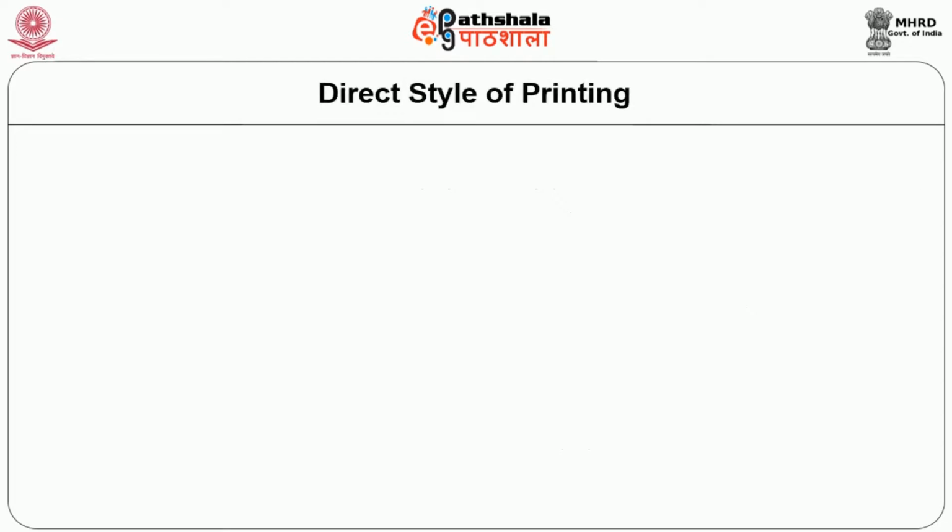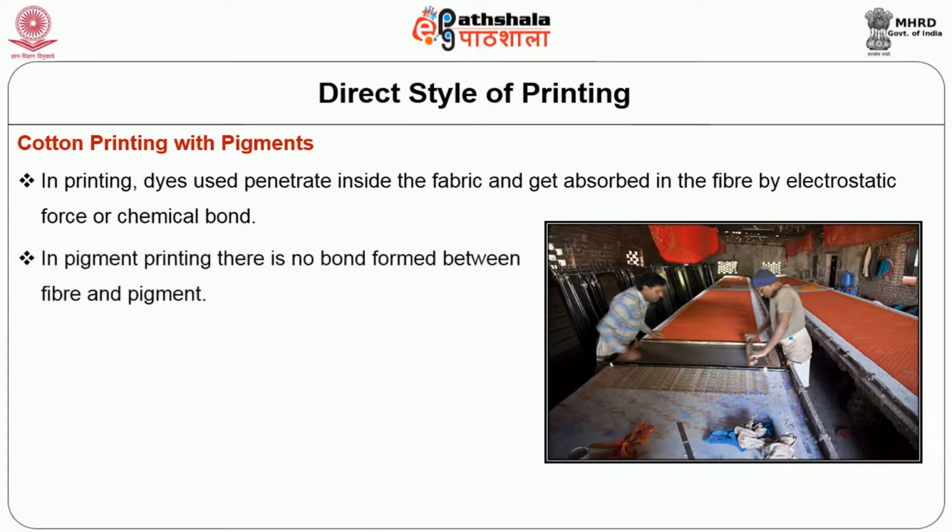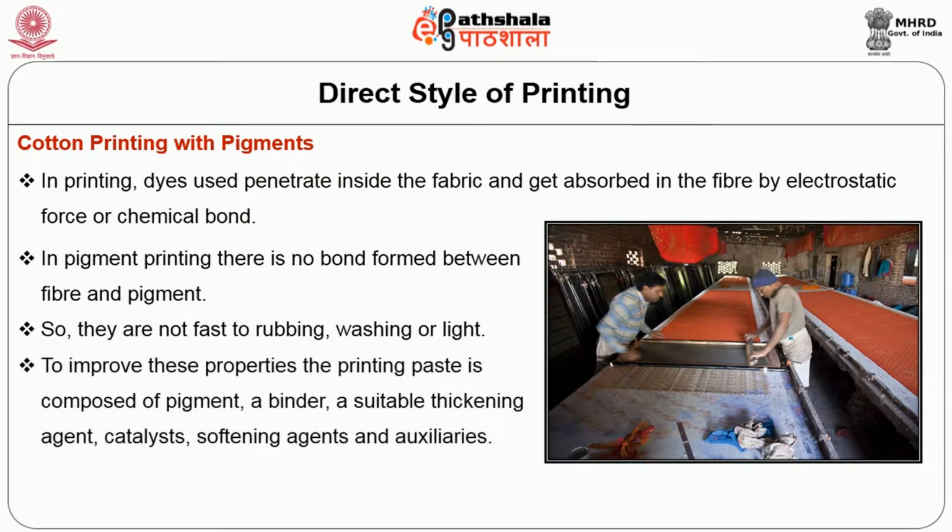First, let's look into the direct style of printing using different dyes. Cotton printing with pigments. In printing, dyes used penetrate inside the fabric and get absorbed in the fiber by electrostatic force or chemical bond. In pigment printing, there is no bond formed between fiber and pigment, so they are not fast to rubbing, washing or light. To improve these properties, the printing paste is composed of pigment, a binder, a suitable thickening agent, catalyst, softening agent and auxiliaries.